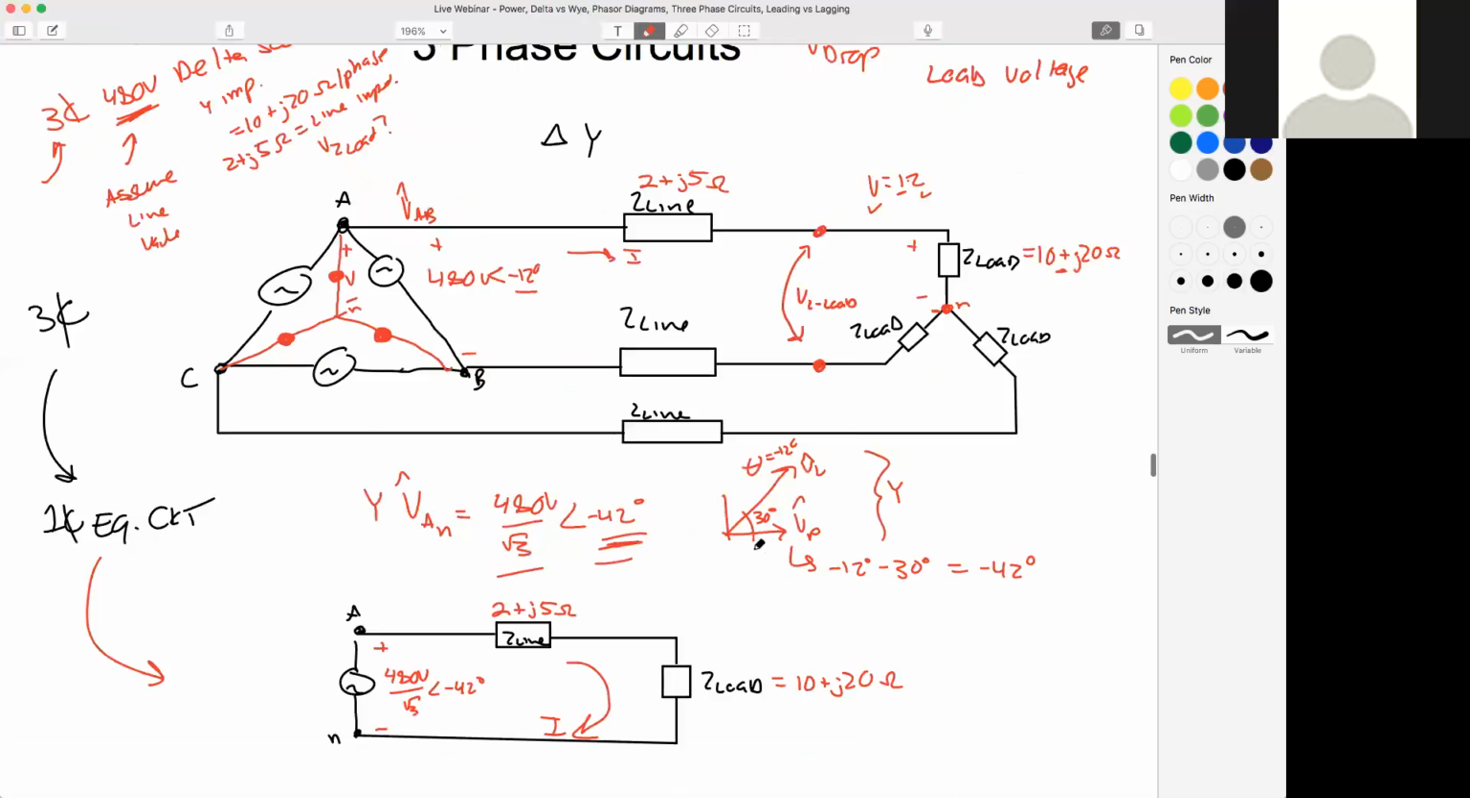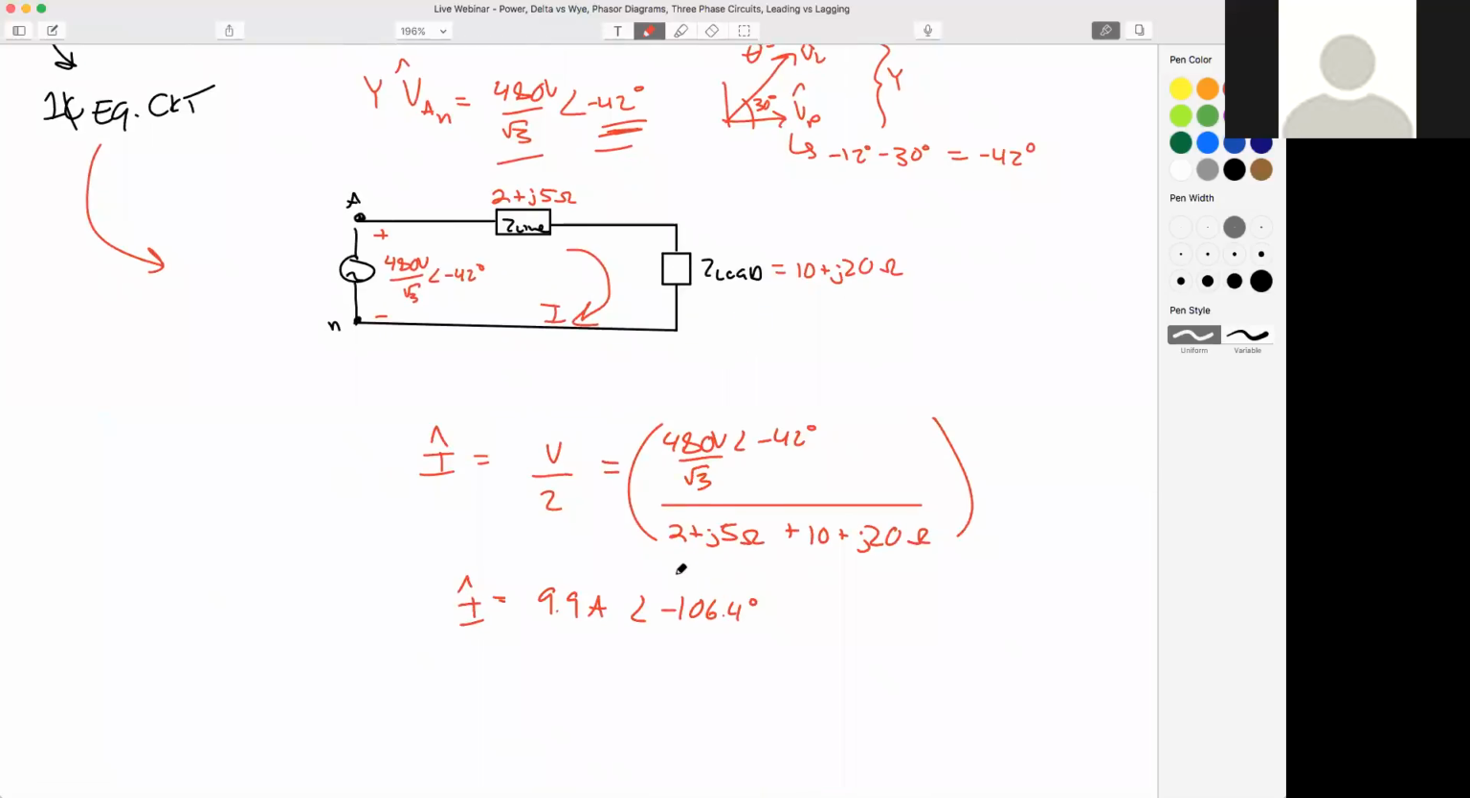So I got a slightly different answer. Did anyone else get a different answer too? I just want to make sure I am doing this correctly. Greg said you got 9.9 as well. Okay, let me try this one more time. So 480, I'm going to use parentheses this time. 480 divided by root 3 at an angle of negative 42, okay, divided by 2 plus J5 plus 10 plus J20.